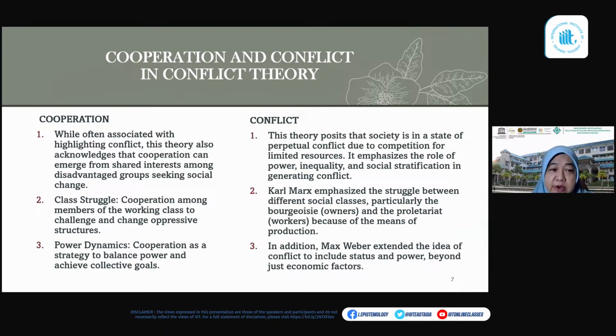So they cooperate together through class struggle, where cooperation among members of the working class challenges and changes oppressive structures. And this cooperation becomes a strategy to balance power and achieve collective goals. Although at the end of the day communism did not survive, change has happened.